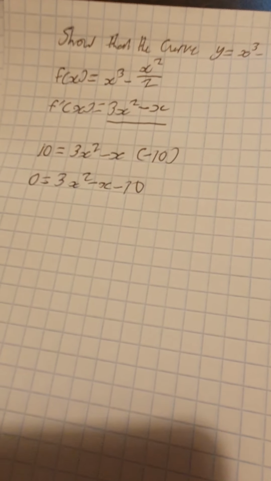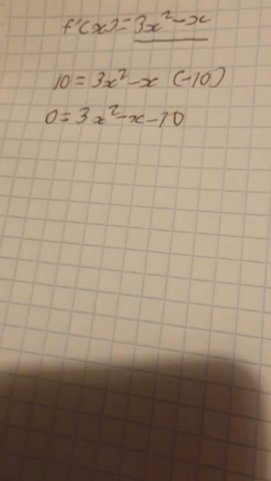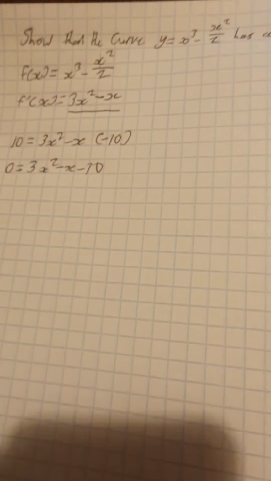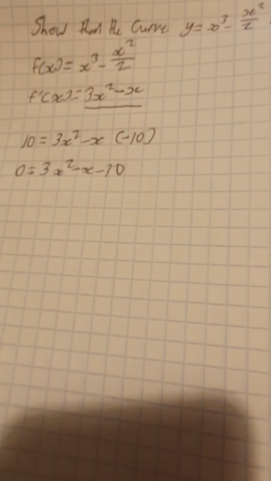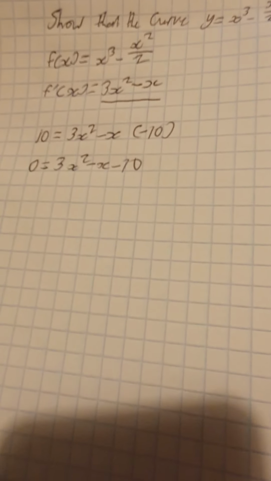Now there are a few different ways you can factorize this, but my favorite way is using the polynomial solver in the calculator, which you should know how to use. But I'll just do it by hand because my calculator's being weird at the moment. So okay, if 0 equals 3x squared, and then you're going to have take away 10.